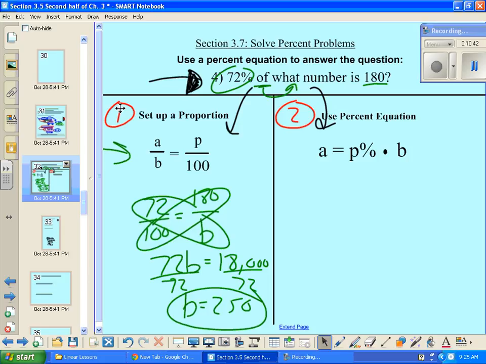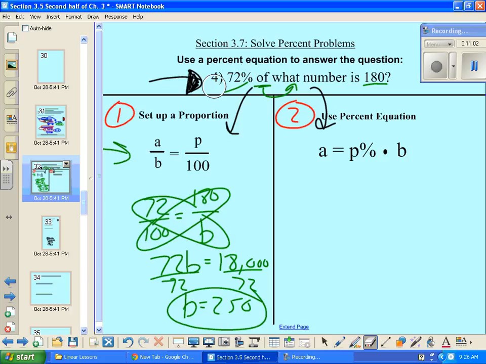Again, notice one thing with this problem too. When I set up with a proportion, I don't have to change the percent at all. It says 72 in the problem, so that's exactly what I plug into the proportion. So again, that is one nice thing. I don't have to worry about the decimals or moving them around. And yes, the answer does end up being 250.